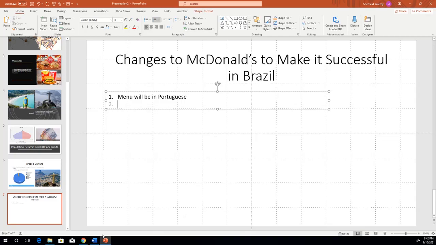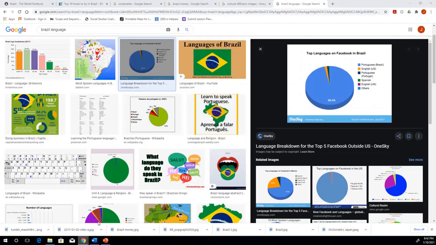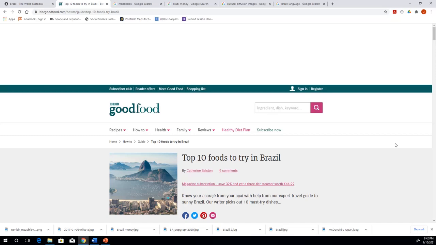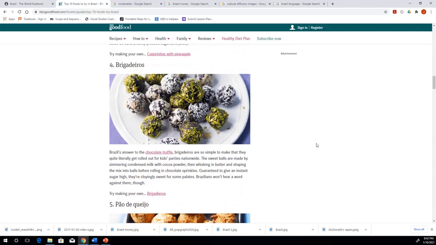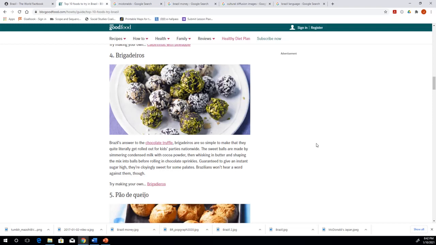Two, one of the things you're going to need to do is look at some popular foods from your country. So I typed in popular foods in Brazil, and these are the top 10 foods to try before you leave Brazil. Now, Brazil's known for barbecued meat. I was going through this list earlier, and brigadeiros is Brazil's answer to the chocolate truffle. It's simmering condensed milk with cacao powder and then whisking in butter and shaping them into basically a chocolate ball rolled into chocolate sprinkles. I think that brigadeiros could be an excellent change for a dessert that the McDonald's could easily, cheaply sell, and that could really fit in well with the culture.